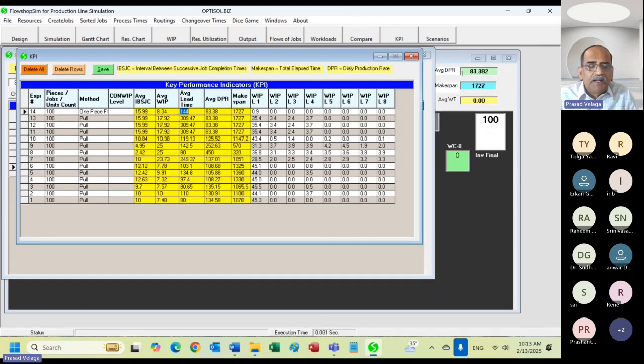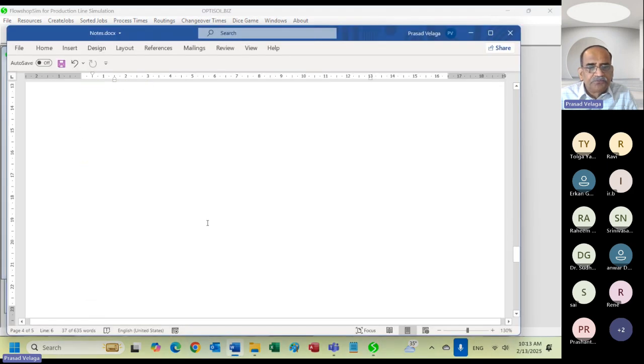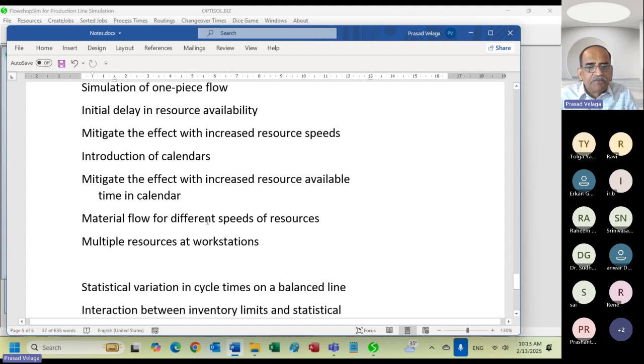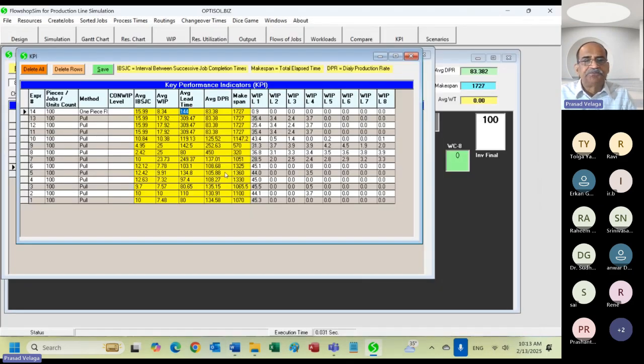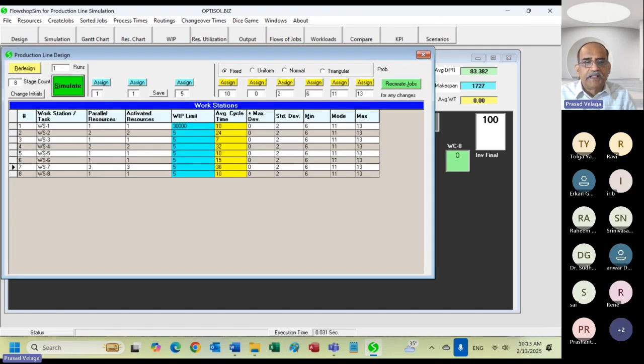Now, I will consider, let me see the scenario. The material flow, one statistical variation I have shown you. I wanted to show you the interaction between inventory limits and statistical variation. I forgot to show you. What I will do, I go to the balanced line with normal distribution, sigma 2, and one machine everywhere.